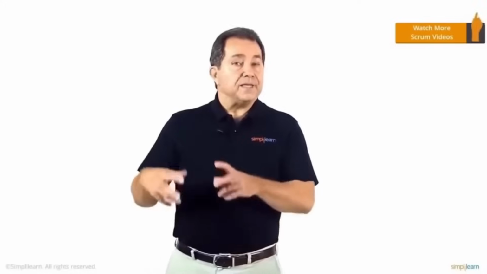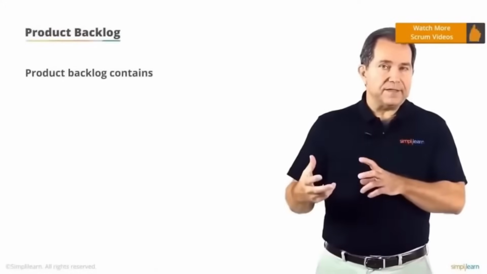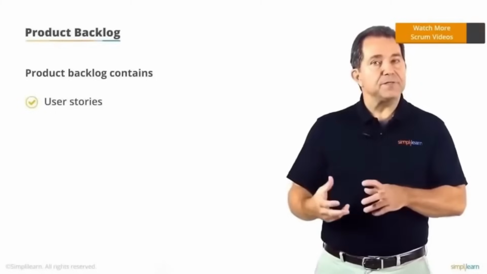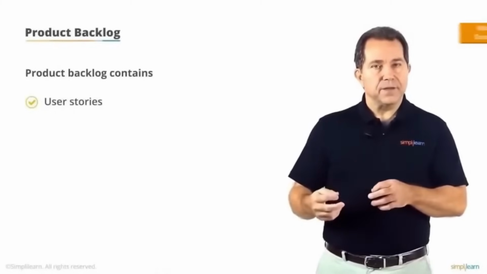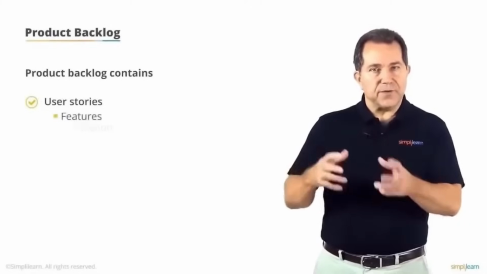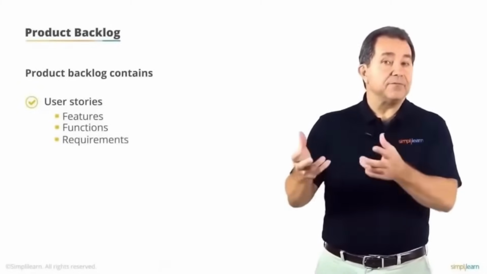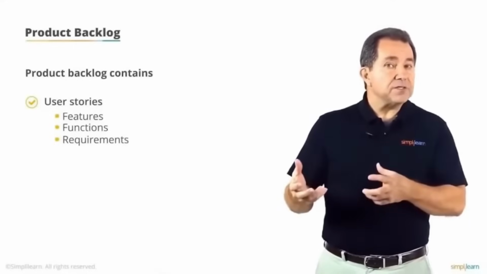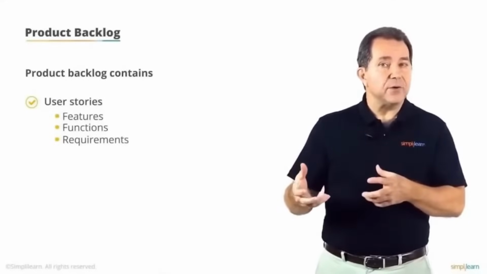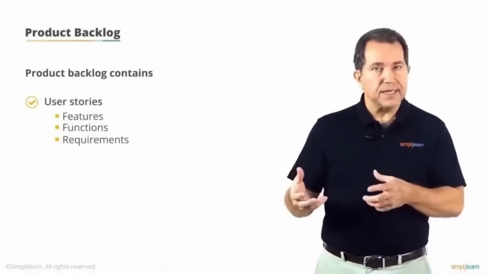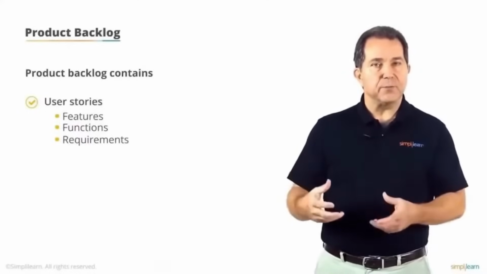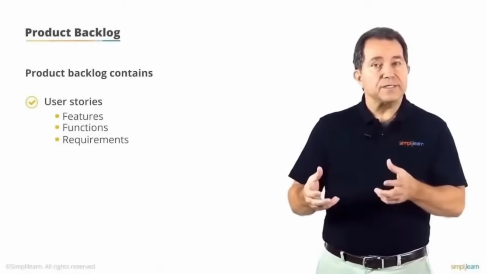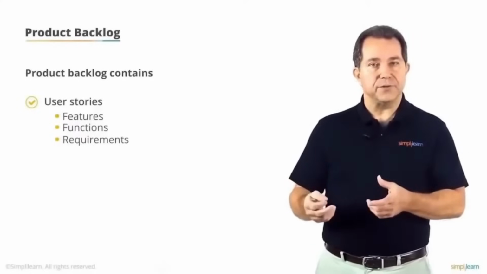As we said, the product backlog contains the user stories for the entire project, and it is the responsibility of the product owner. User stories are features, functions, or requirements that deliver value to the customer. However, the product backlog will also have to contain technical or non-functional user stories necessary for the system to work properly. The product backlog may also include risk or defect-related user stories.